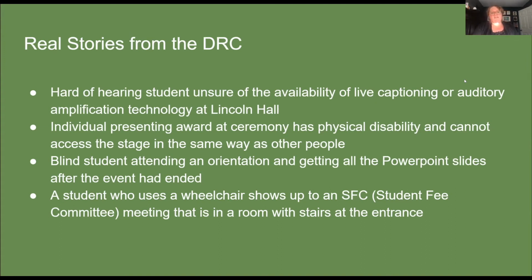And then a student who uses a wheelchair showed up at an SFC committee meeting in a room that you all might know within Smith that happens to have stairs outside of it. And they ended up scrambling and moving the space to another place. But, obviously, that is not ideal. So these are just some of the stories, some of the reasons why this guide came to be, and why we think it's really important.